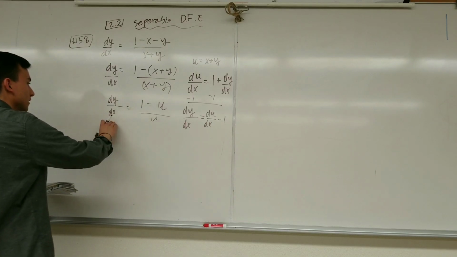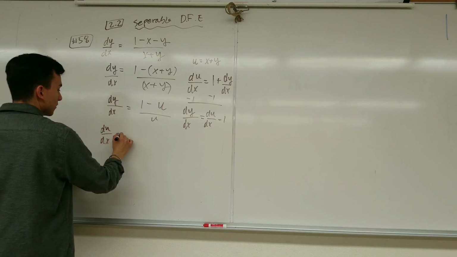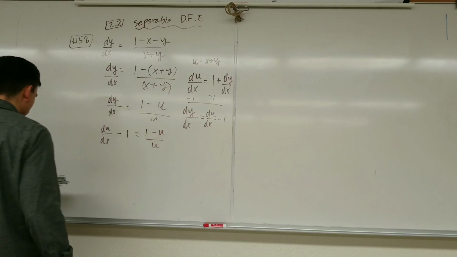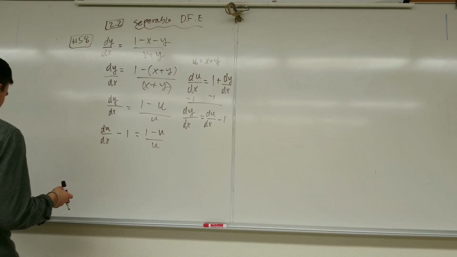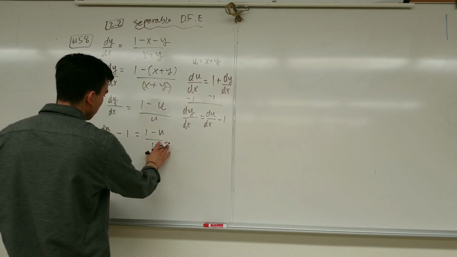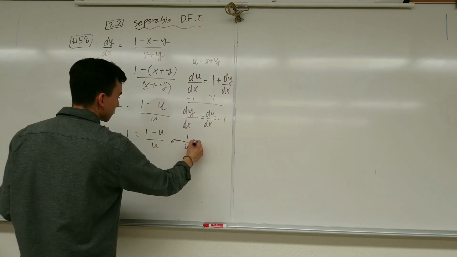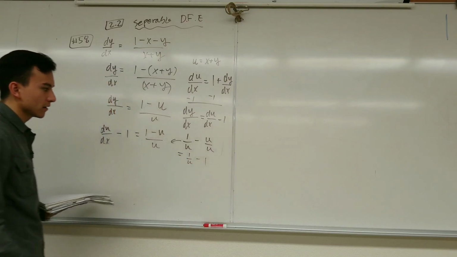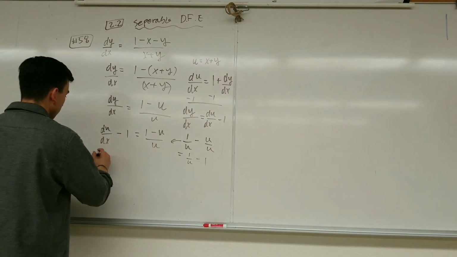So now we can plug that in. du/dx minus 1 equals (1 minus u) over u. All right, so what do we do now? I guess that's a good question to ask, because I have no idea. Well, if we look, this could also be seen as this, right? Because they're both over u. So now we have du.